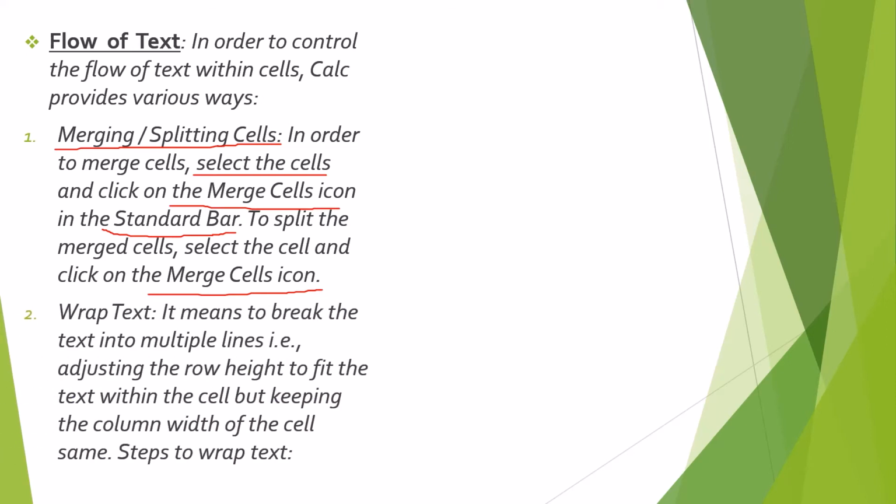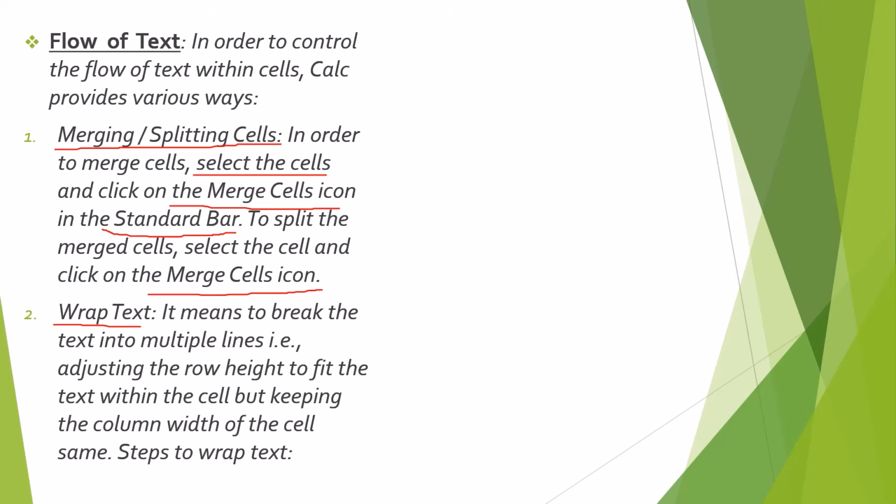What happens in wrap text is that we basically break the text into multiple lines. This means we have to adjust the row height to fit the text within the cell. The text should be fitted in the cell only. It should not go outside the cell if it is too long. So it is broken into multiple lines so that it fits into the cell, but keeping the column width of the cell the same. Only the row height will be changed, but the column width will not be changed.